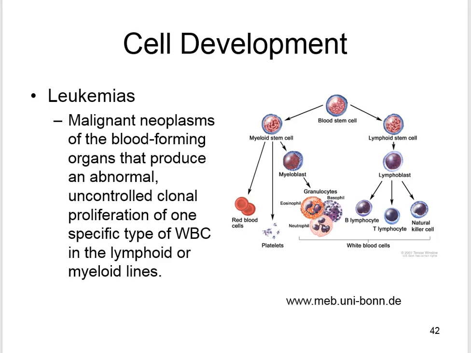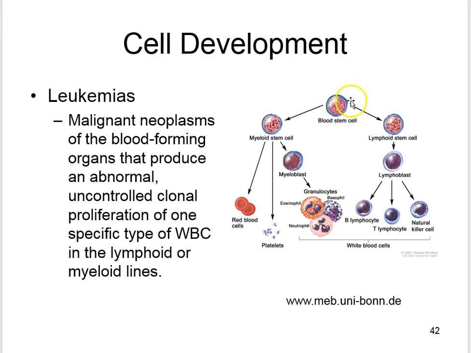Now, we're going to just go over leukemias real quick. So let's talk about cell development. Leukemias are malignant neoplasms of the blood-forming organs that produce an abnormal, uncontrolled clonal proliferation of one specific type of white cell in the lymphoid or myeloid lines. And it's caused by damage to DNA of the developing cells in the bone marrow.